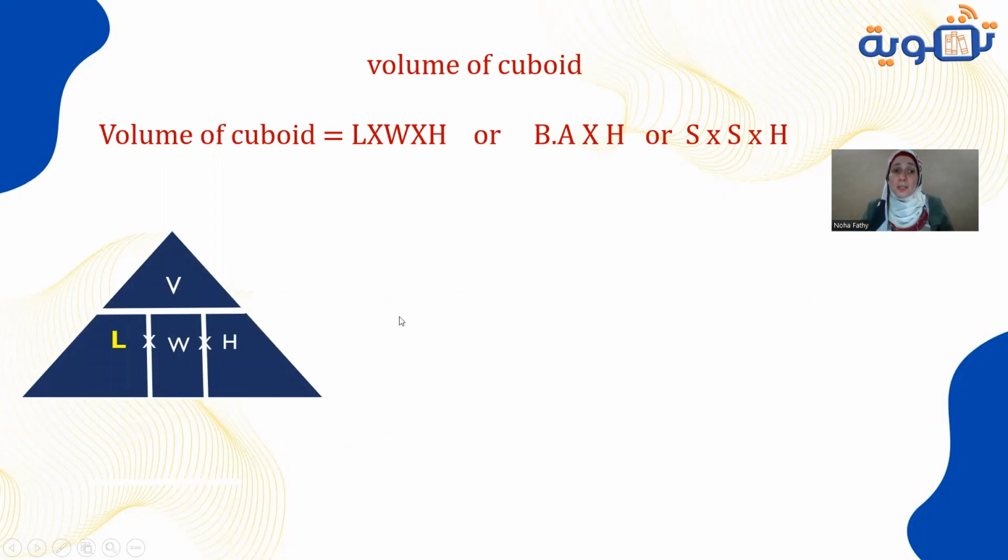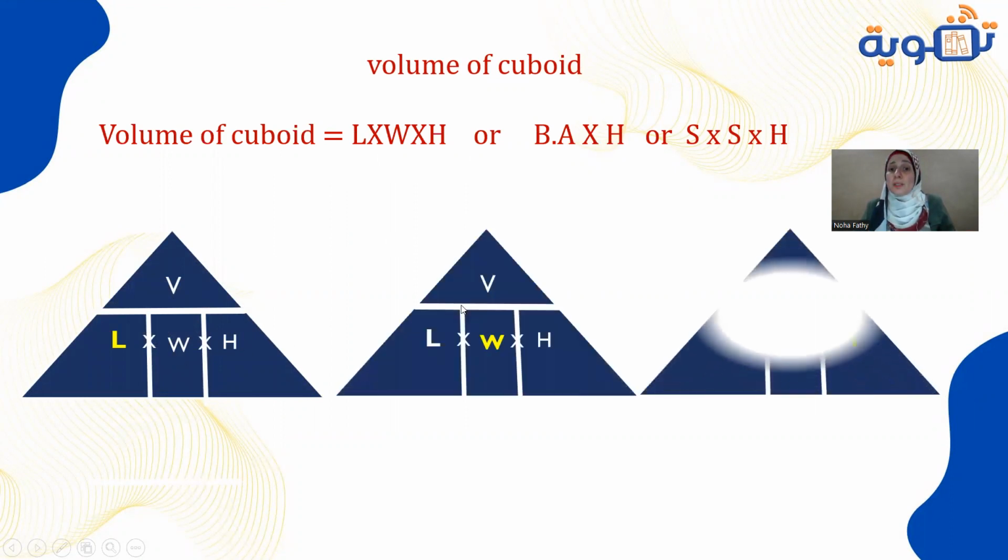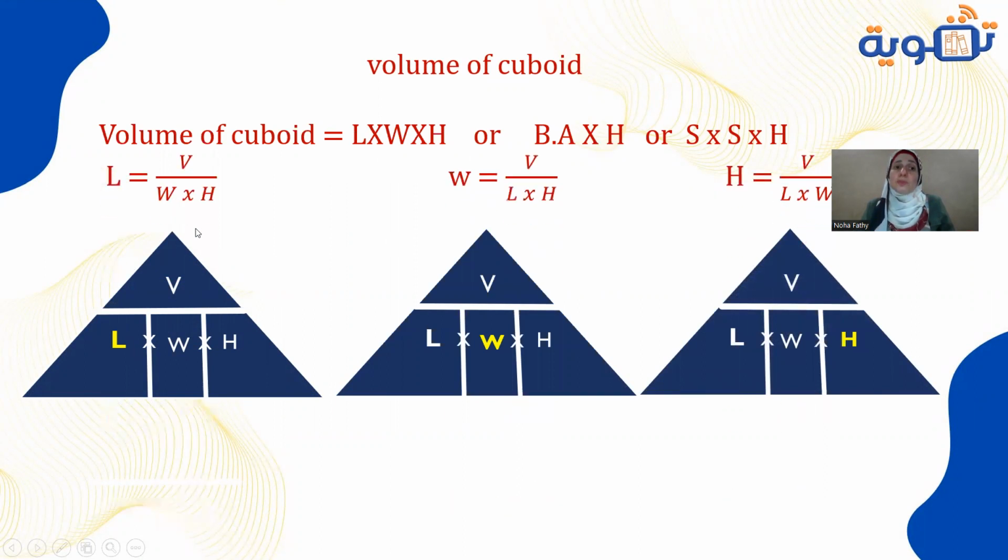Volume is length times width times height. If I want the length, width, or height now, for the yellow one, length, I write volume divided by width times height. Cover the length, put your hand on the length. If I cover the length, it will be volume divided by width times height. If I want width, cover width: volume divided by length times height. If I want height, cover height: volume divided by length times width.